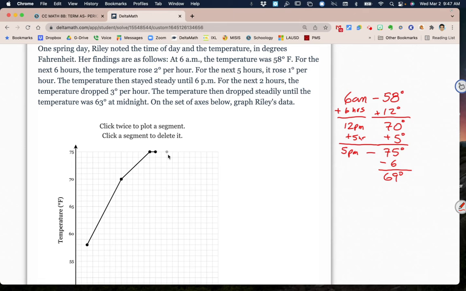So, oh wait, it's not. We should fix this a little bit. I'm going to add this 6 p.m. It was still 75 degrees. I almost forgot. I should write that because I want to take away 6 degrees here, 69 degrees, right? But I want to add 2 hours to 6.